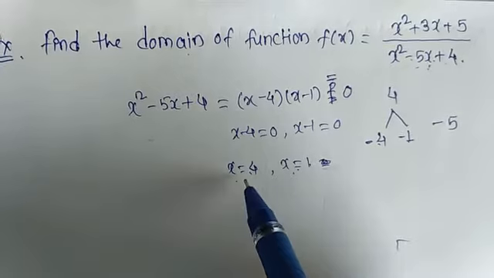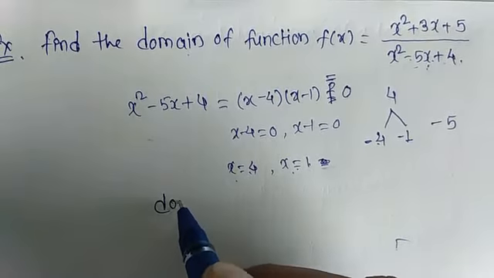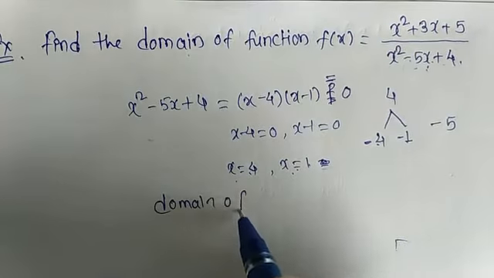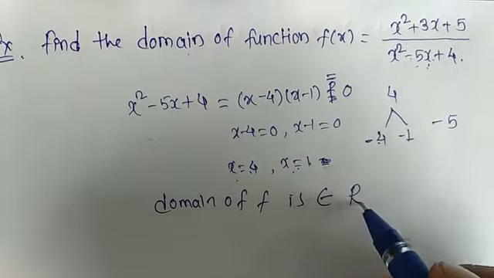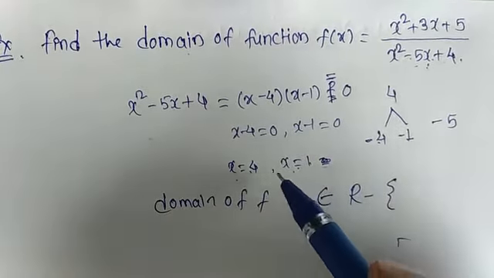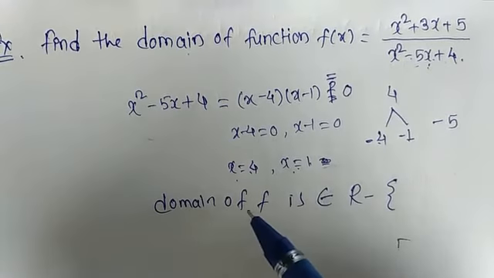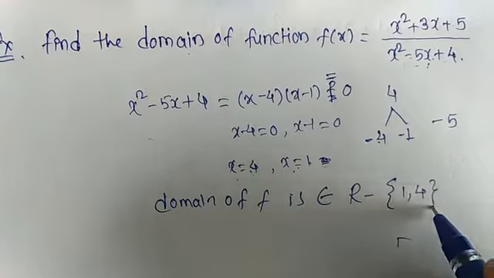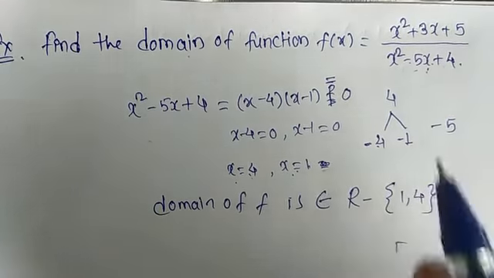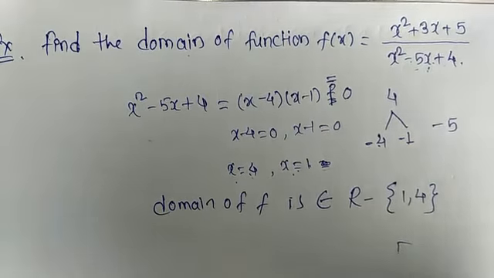So our domain set will be: domain of f belongs to R minus {1, 4}. All remaining real numbers will be present in the domain except 1 and 4. Okay, this will be our domain set.